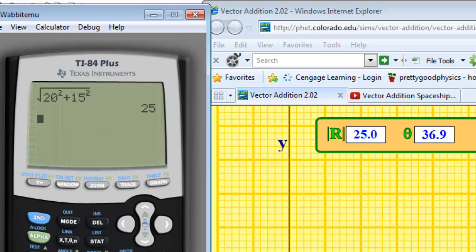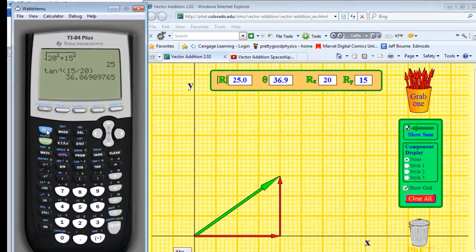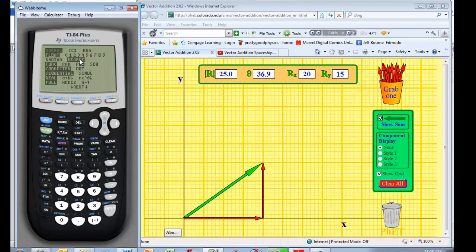Now, how do I get this angle of 36.9? Well, I know the opposite side is 15 and the adjacent side is 20. Opposite and adjacent is a tangent function, but I'm looking for the angle this time. I'm not looking for the tangent of the angle. I'm actually looking for the angle itself. So this is how we use inverse tangent. I'm going to go second tan. You see that tan negative 1. And I'm going to take the opposite edge, which was 15, and divide it by the adjacent edge, which was 20, and I get 36.9. Here's a reminder, by the way: make sure when you're doing this that you are in degree mode. If you're in radian mode, you get a completely different answer.